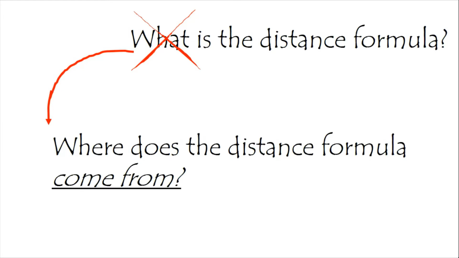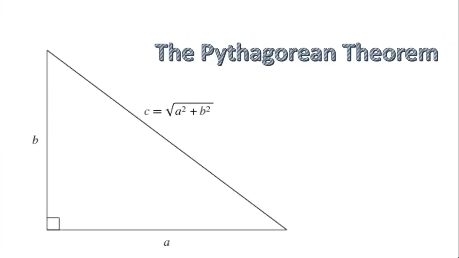The answer is quite simple, really. The distance formula comes from Pythagoras' self-titled theorem. If you remember correctly, the formula applies to any right triangle and states that if you square the legs, A and B, then that will equal the length of the hypotenuse C squared.